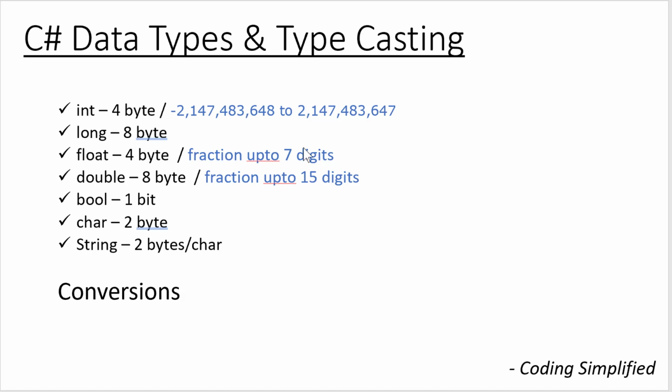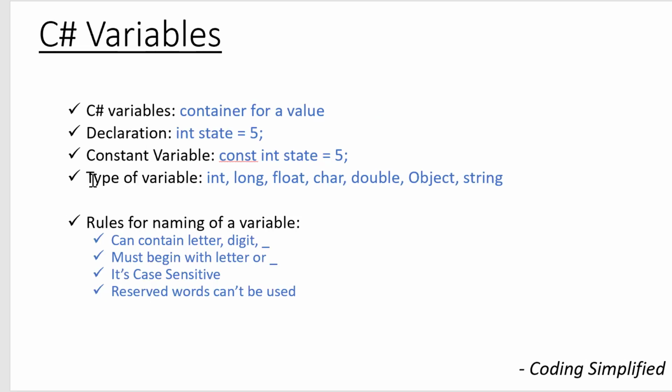So we'll see how we have typecasting in different data types, right? These are the main data types that we have in C Sharp, and in our last tutorial we saw what variables are. In variables we define these kinds of variables: int, long, float, char, double, object.